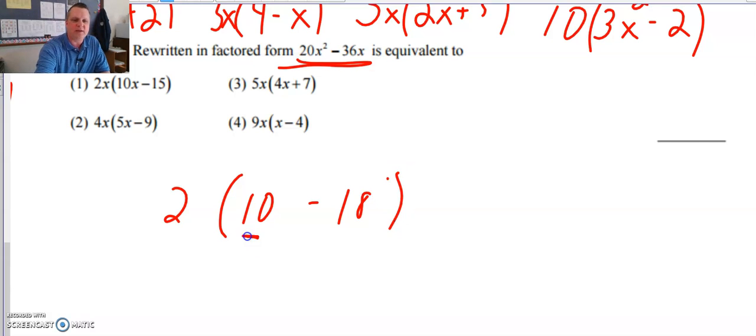Okay? Now, do you see that these are still even numbers? So I could take out another 2. So you took out a factor, but you didn't take out the greatest common factor. So your greatest common factor would be 4 of the leading coefficients.